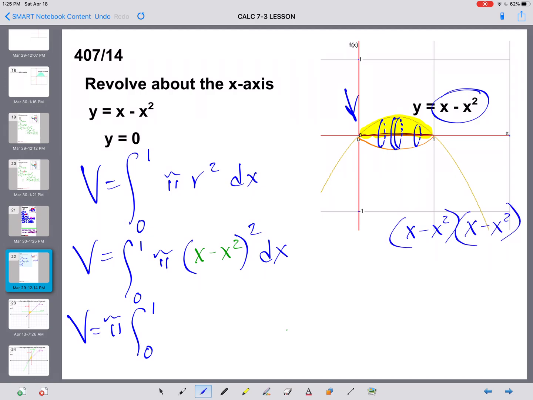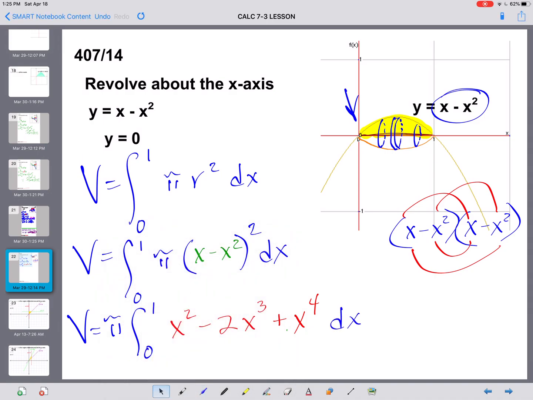Let's do FOIL. First term, I got x squared. Inside and outside, that's going to be a minus x cubed and another minus x cubed, so minus 2x cubed. And the last term is going to be a positive x to the 4th. Put our dx.